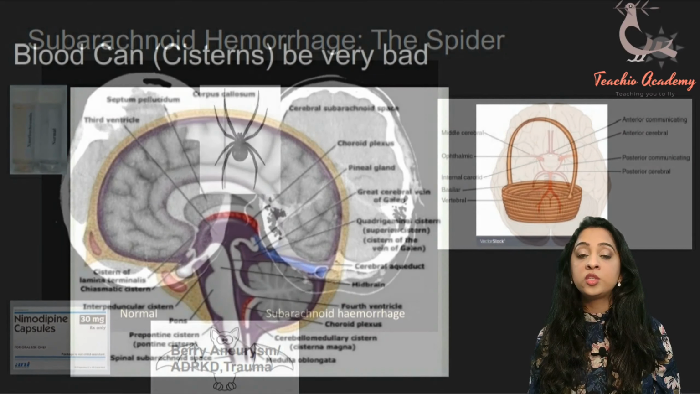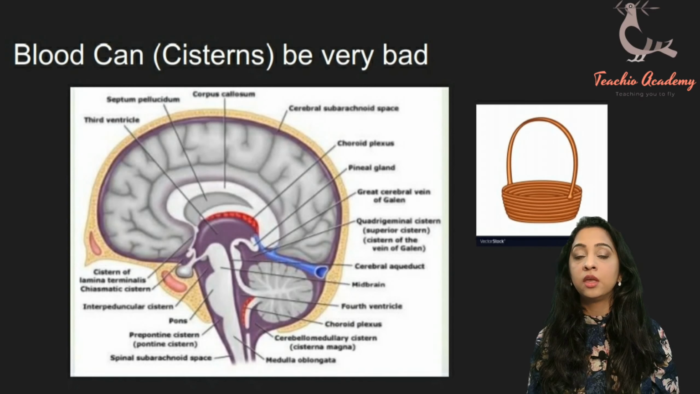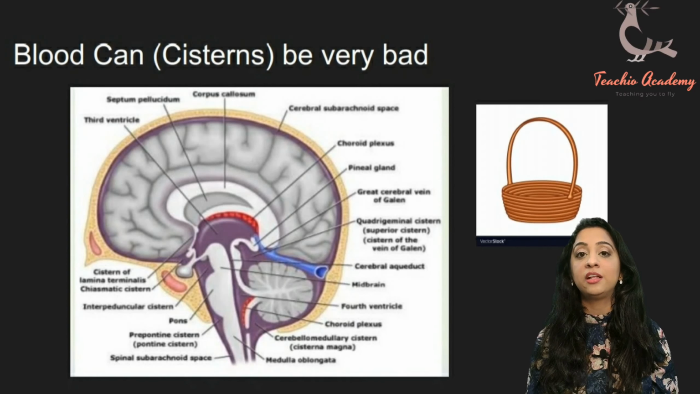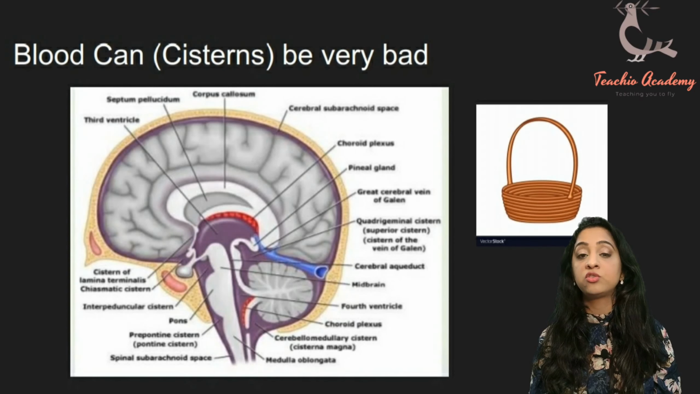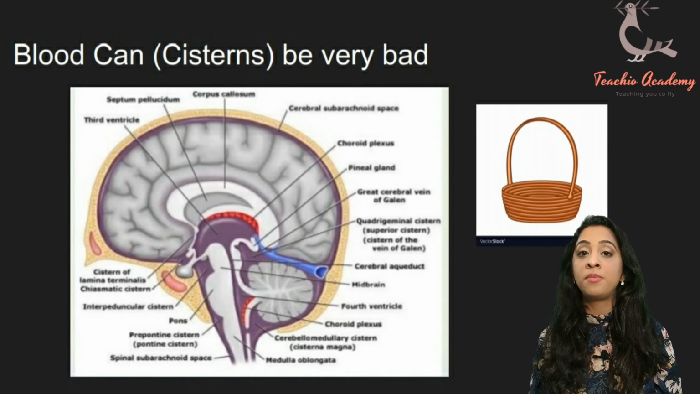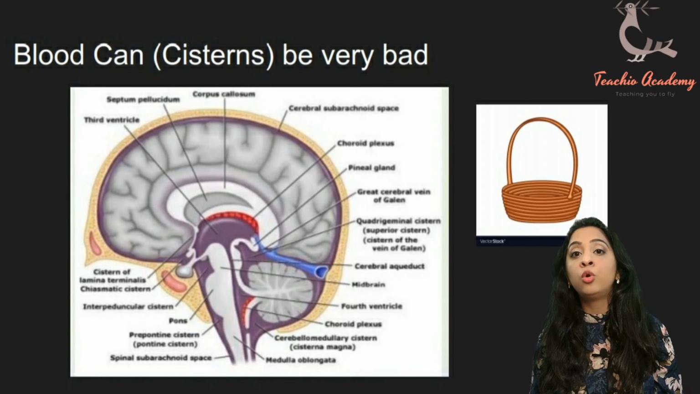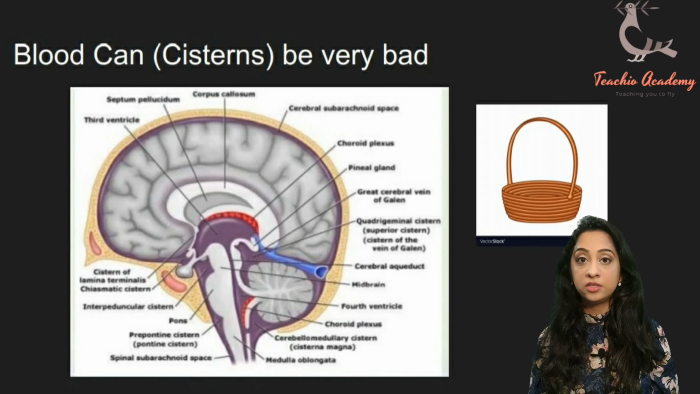Moving on, we saw in our mnemonic for why blood can be very bad that the second letter was C. So C is going to stand for your cisterns. I don't want you to look at that image and start panicking. You don't need to remember anything else for your PLAB except just understanding the concept that cisterns are basically invaginations of the subarachnoid layer. So they're baskets of tissue in which blood can often get trapped. Why do we need to do this? Just to know and understand that subarachnoid hemorrhage presents with blood in the cisterns.